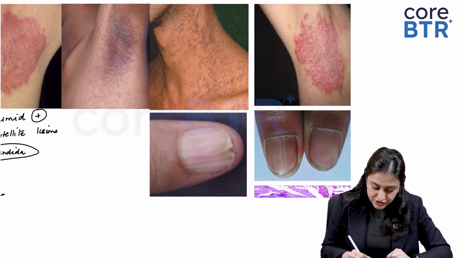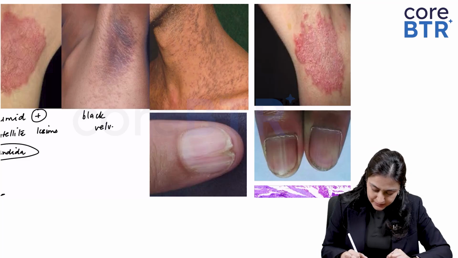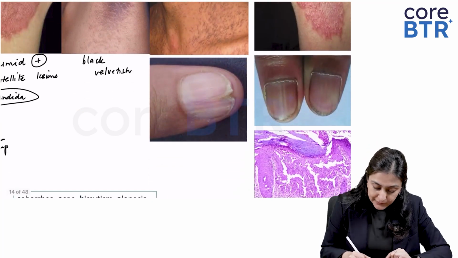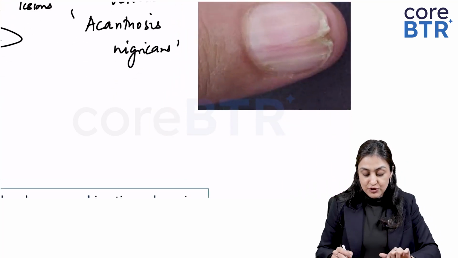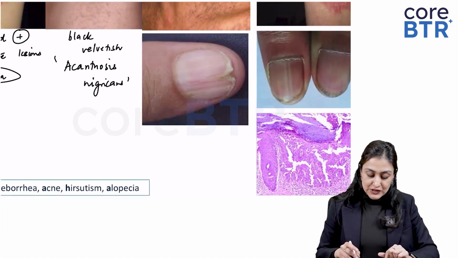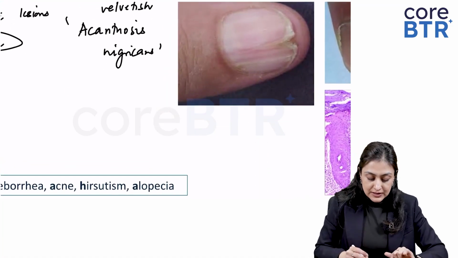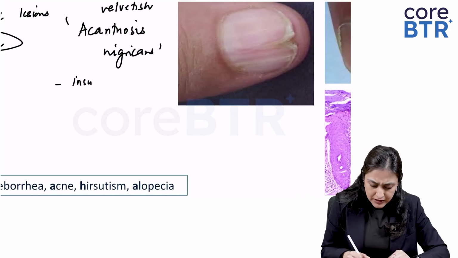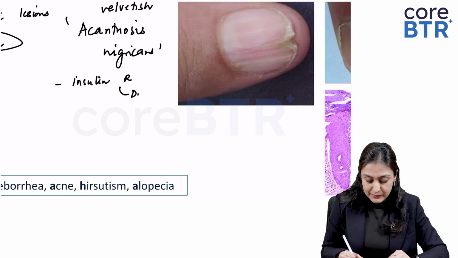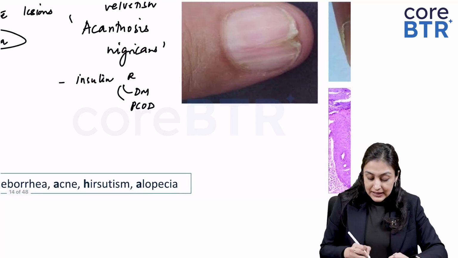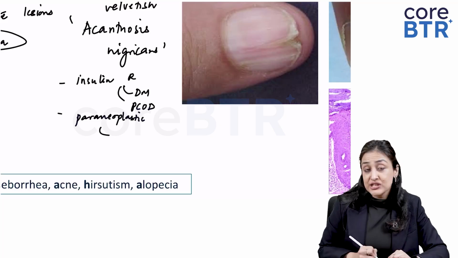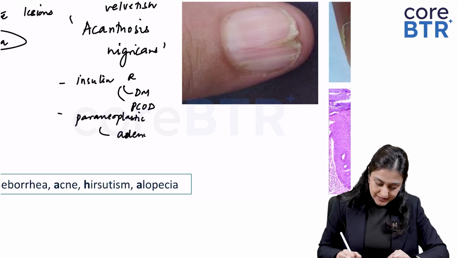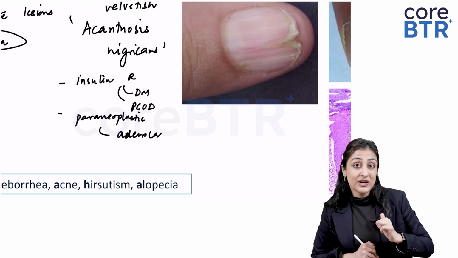Black velvetish lesion is the buzzword here. Black velvetish lesions. What are we talking about? We are talking about acanthosis nigricans. Wherever there is black, you will see they have not left any chance for racism. The name will have nigricans. So this is acanthosis nigricans. Associations. This is associated with insulin resistance. So association with diabetes, association with PCOD, right? It is also associated with paraneoplastic syndromes. And again, which cancer does achieve paraneoplastic syndromes? Adenocarcinoma, right? So always adenocarcinoma. So this is what is acanthosis nigricans.